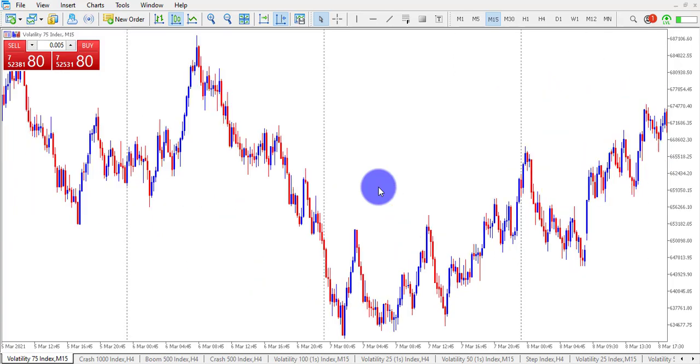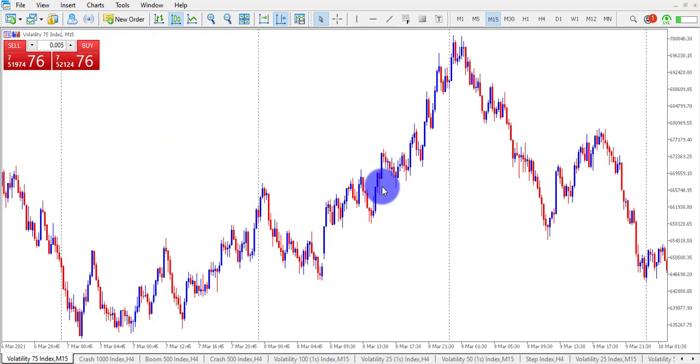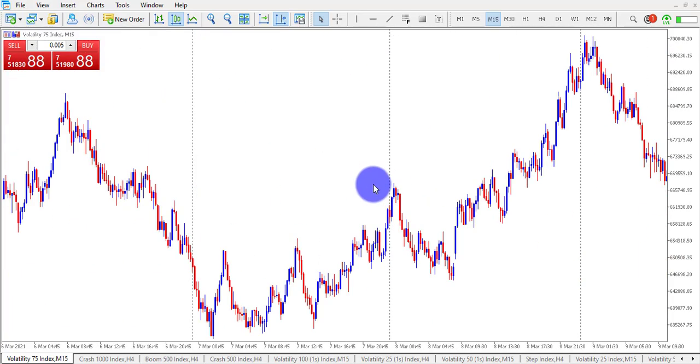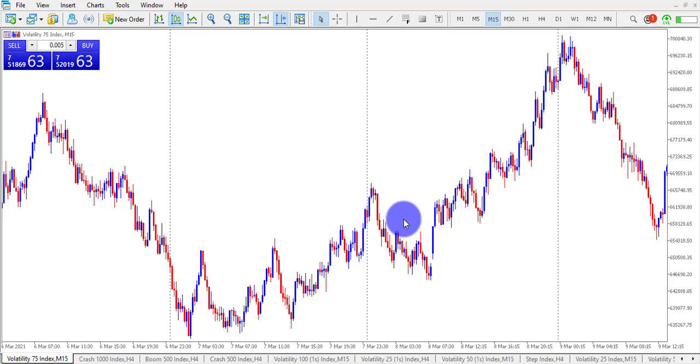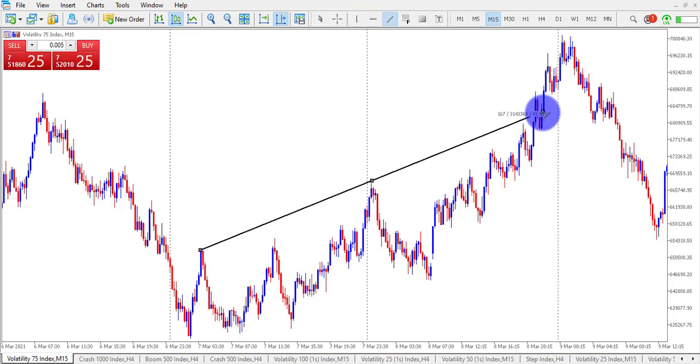Here we are going to be looking at market structure and order blocks to trade volatilities. We are only going to be using the M15 time frame, and from the M15 time frame we are going to be analyzing where price is going. So number one, we are going to be analyzing the market structure of the volatility index, and from there we are going to be identifying our entry points from that specific market structure.